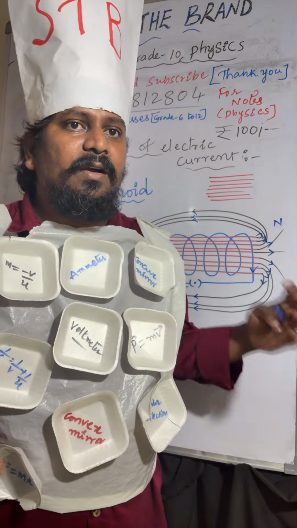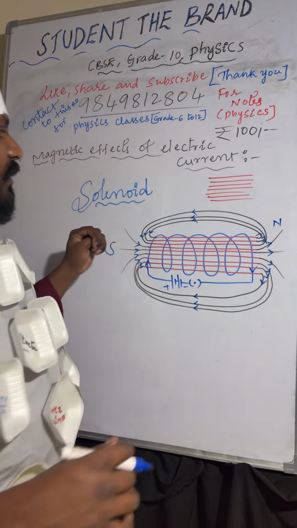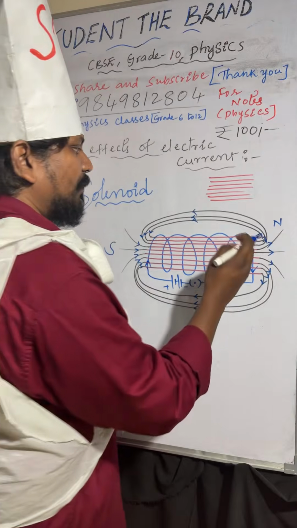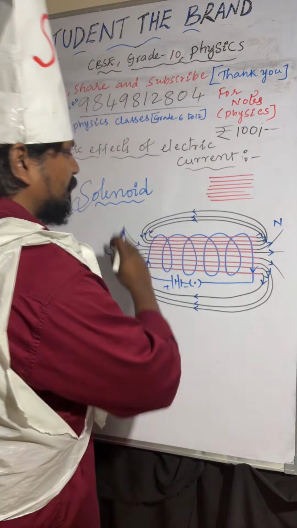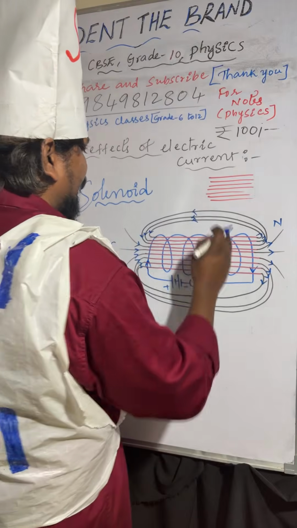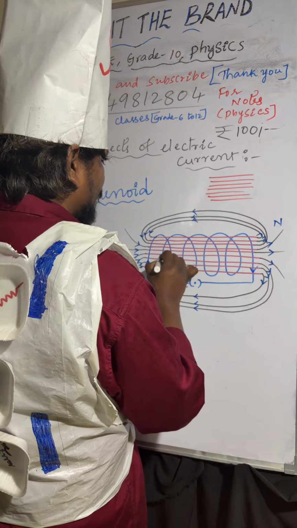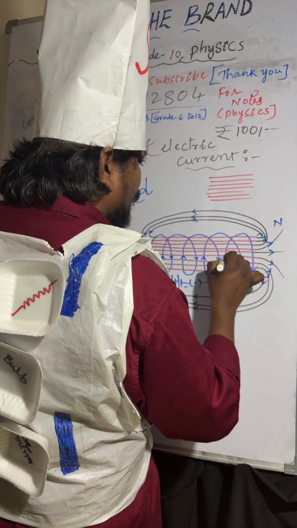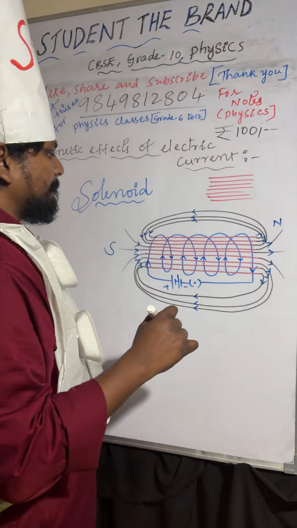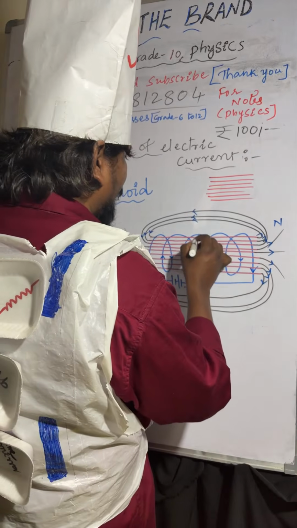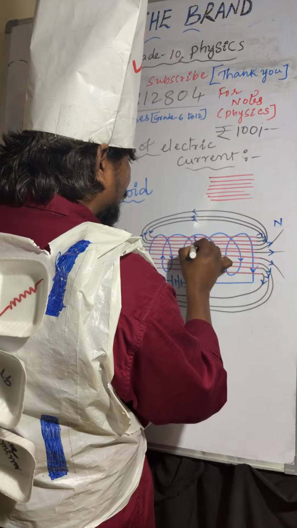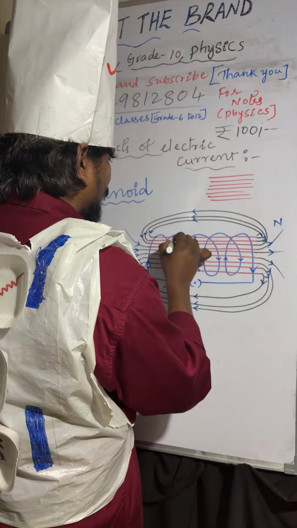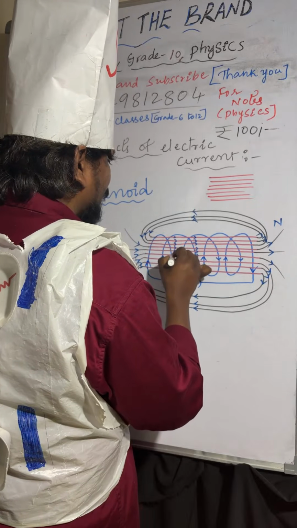Okay. So I hope it is very clear. Observe carefully here. The magnetic field direction is from north to south. So above, north to south, below also from north to south. And inside, observe here, inside like this. The magnetic field inside will be south to north. Outside, north to south.